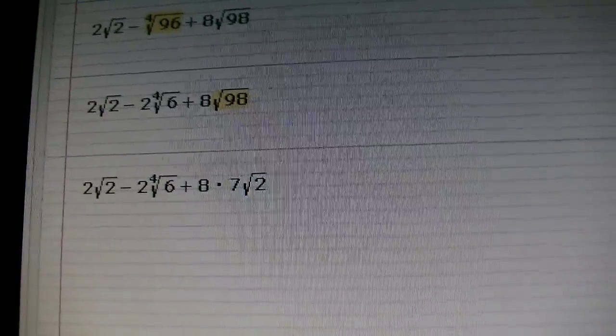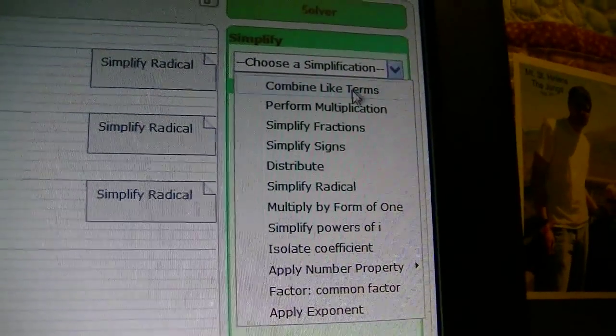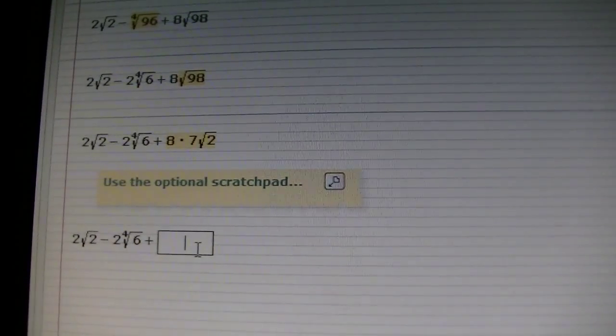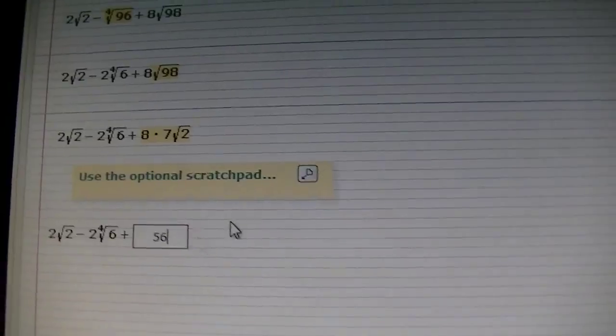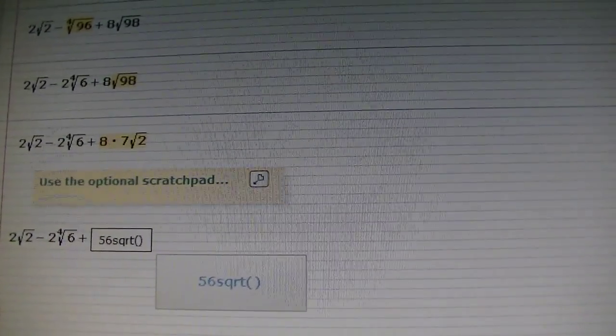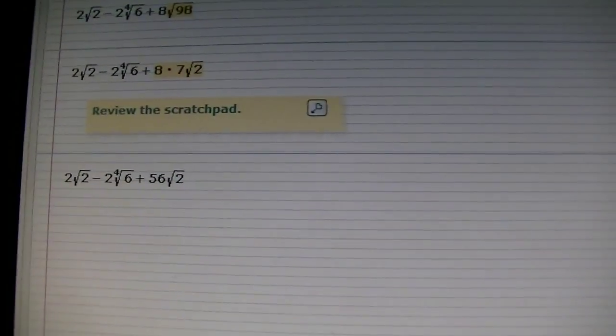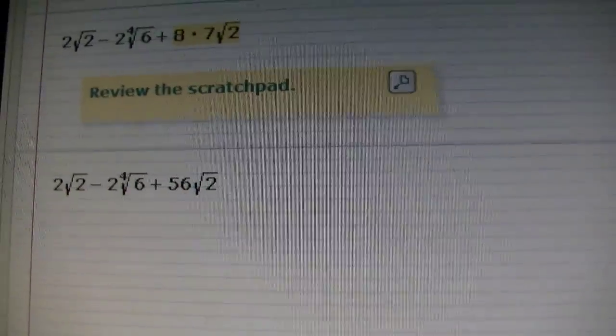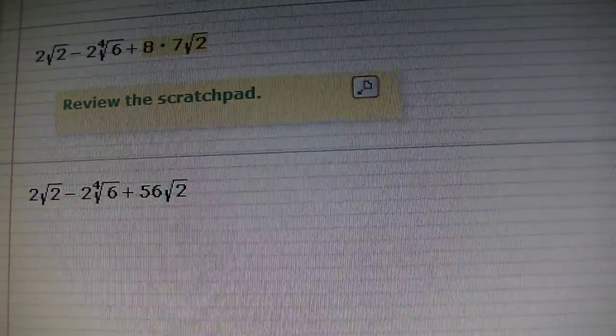Okay, now is there anything else I can do? I can combine that 8 and the 7. I can multiply those. So I'm going to choose perform multiplication. Highlight these guys. And it's going to ask me for an optional scratch pad, but I think I can just go 8 times 7. 56. Square root 2. Okay, now the next question is, can I combine anything else? You can think of them as like terms. So square root of 2, both are the same radical, so I can combine those.